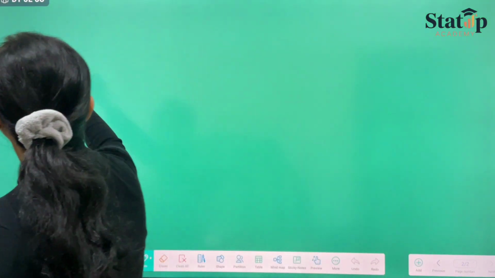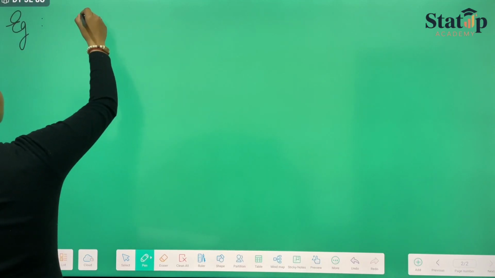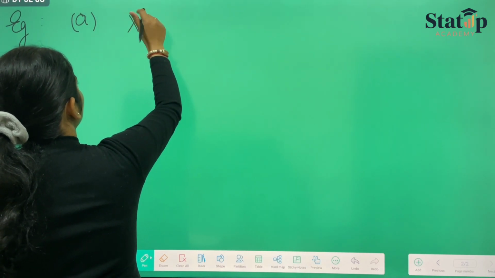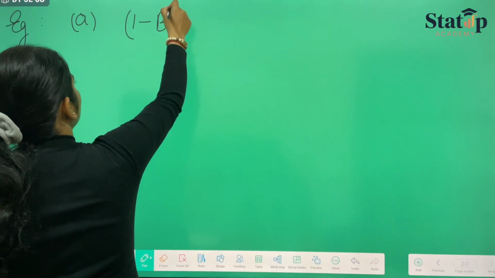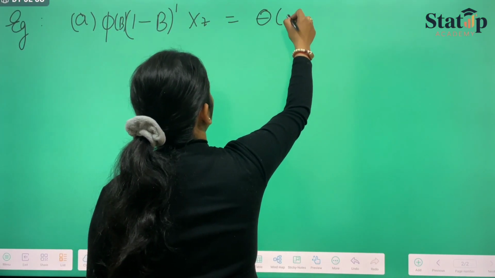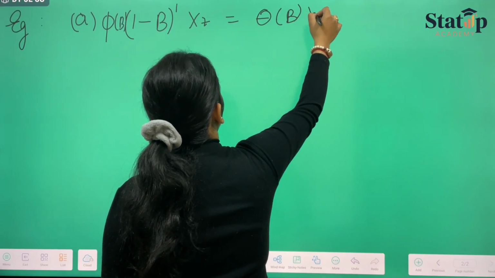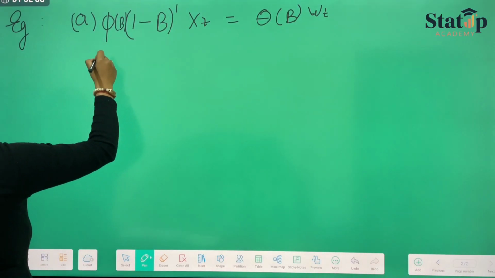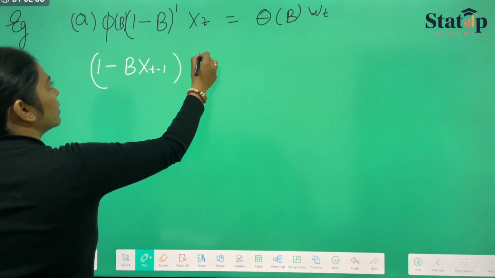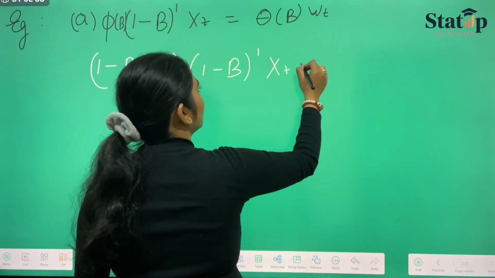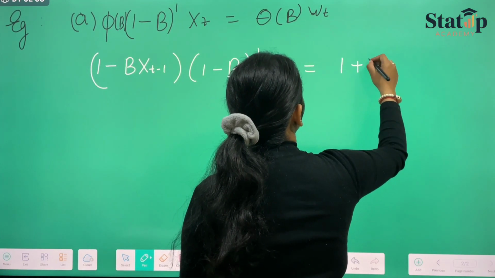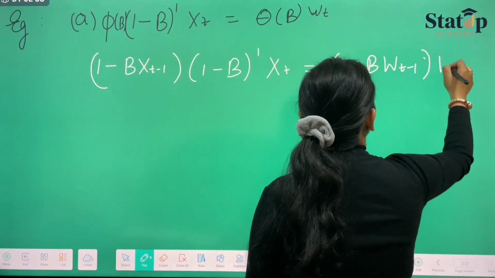Now, taking examples of ARIMA, let us take the first example. If I take phi(B) xt equals theta(B) wt, where phi(B) is 1 minus beta B, so (1 minus B) raised to the power 1, xt equals wt plus beta wt minus 1.